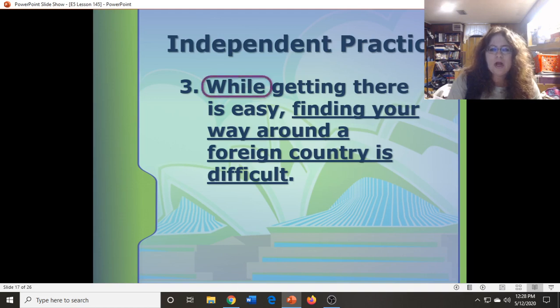While, look at the underlined words. Finding your way around a foreign country is difficult. There is no subordinating conjunction here. This can stand by itself as a sentence, so it is independent, an independent clause.